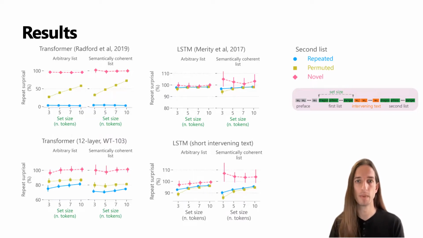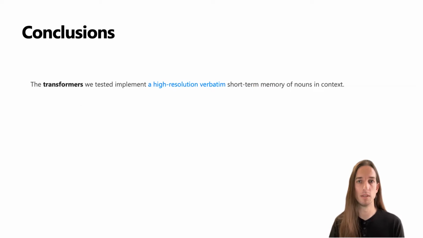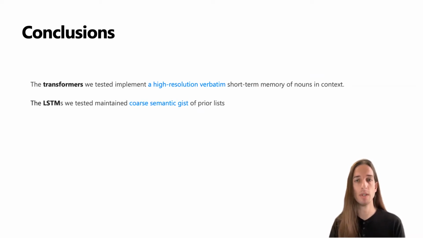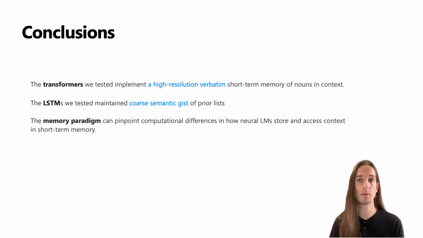about word order. Based on these and other results in the paper, we conclude that the transformers implement a high-resolution verbatim short-term memory, whereas the LSTM maintain a core semantic gist of prior lists. We discuss the possible advantages and disadvantages of these two computational systems and the implication for the generalization capacities of neural language models. All in all, the memory paradigm we introduce here allowed us to pinpoint computational differences in the learned short-term memory of neural language models.